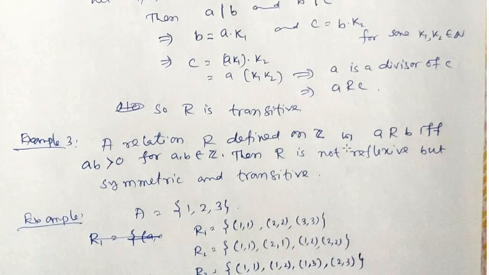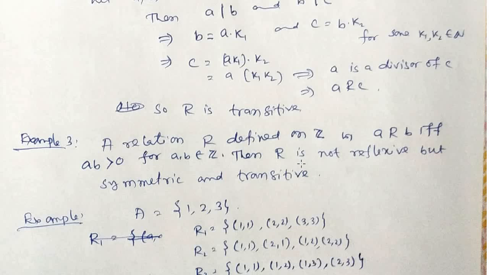ये रिफ्लेक्सिव नहीं होगा, क्यों? क्योंकि for all A it should belong to R. So if we take A as 0, then 0 into 0 is equal to 0, which is not greater than 0. That is, (0, 0) does not belong to this relation. So R is not reflexive.